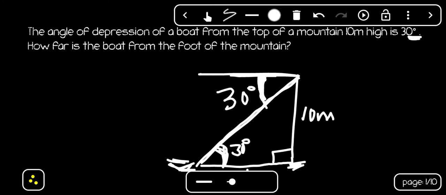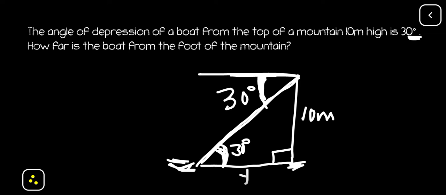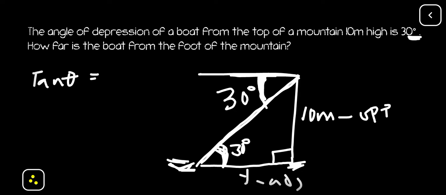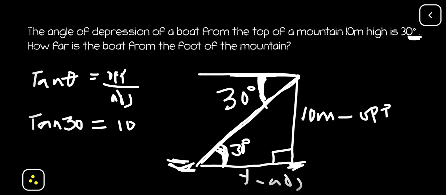Okay, so now we know this. Let us solve. We need to find y. Now, from your trig ratio, you understand that this is opposite, and this is adjacent here. And to find y, we need opposite and adjacent. Now, opposite over adjacent is tan theta. So tan theta, which is opposite over adjacent, will give us the value of y when we solve it. So we know theta is 30 degrees, so we have tan 30 degrees equal to opposite, which is 10, over adjacent, which is y.